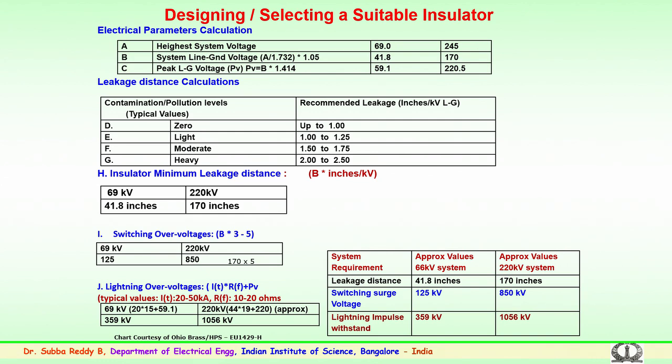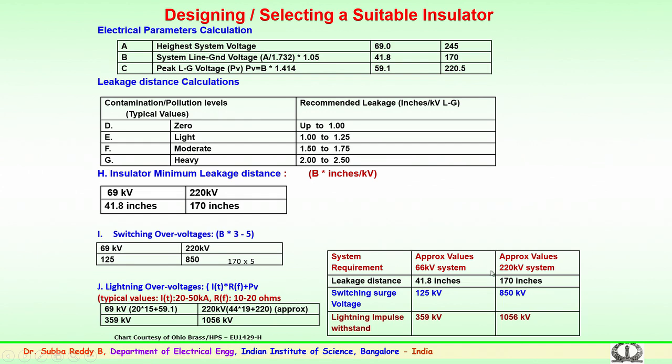These are all the thumb rules which have been indicated here. Next, for calculation or design for lightning overvoltages, this simple formula is considered, where the current and the resistance and the value of PV are taken for the calculation. The typical value of current in case of a lightning strike is taken anywhere between 2 to 50 kilo amps for a transmission system, and during that period the resistance is likely to be anywhere between 10 to 20 ohms. For a 220 kV system, I have considered 44 kilo amps, somewhere around 19 ohms, plus 220 kV approximately. This gives 1056 kV if you want to maintain the insulation level for lightning overvoltage. For switching it is 850, for lightning 1056 kV.